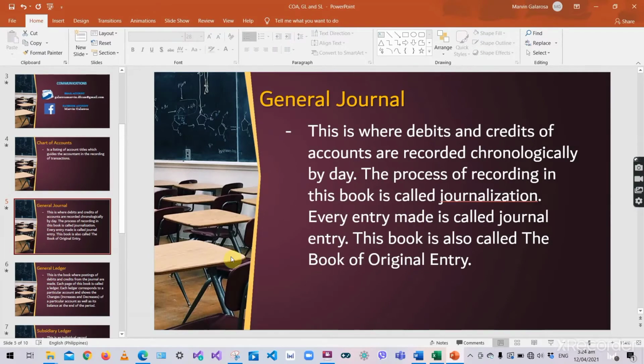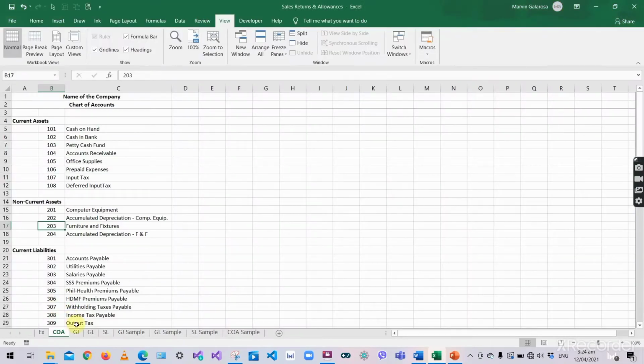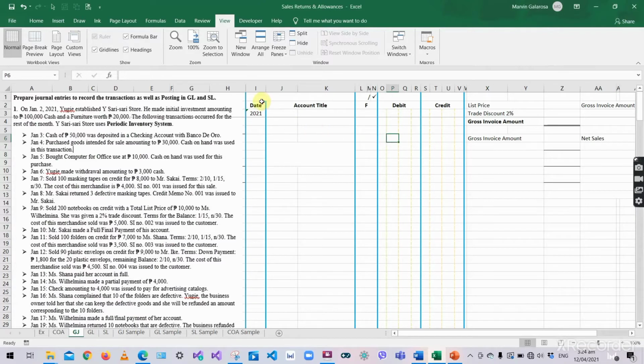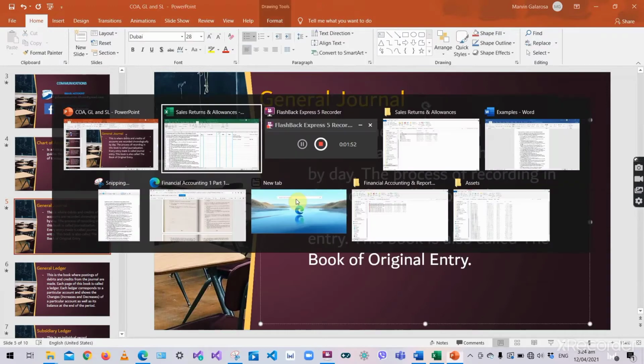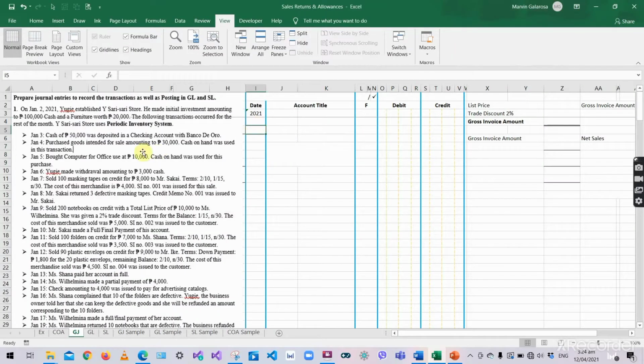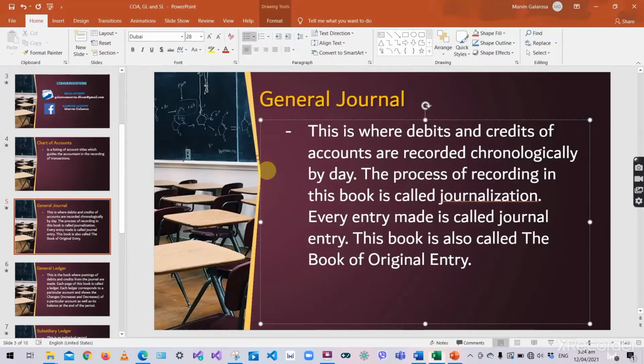General Journal. Ito yung ginamit na natin sa pagre-record ng transaction. So, familiar na kayo dito. Pero define pa rin natin siya. This is where the debits and credits of accounts are recorded chronologically by date. Remember na nire-record natin yung bawat journal entry by date kada araw. The process of recording in this book is called journalization. Each entry made is called a journal entry. This book is also known as the Book of Original Entry.